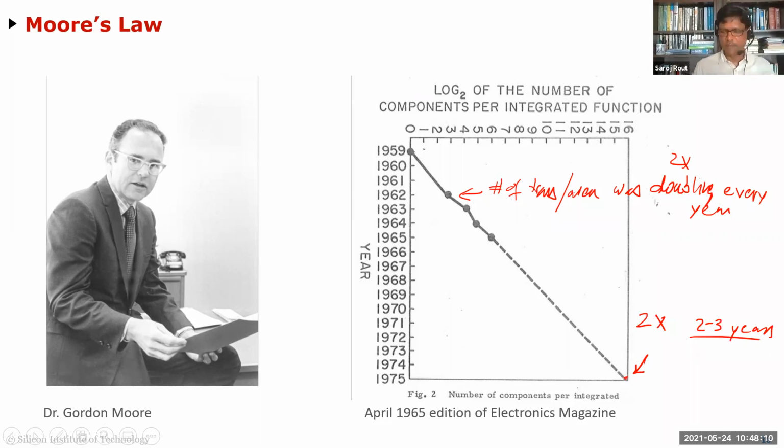So every year people make thousands of predictions. Obviously, the number of IoT devices will be this, that, and all that. This is one prediction which has actually been true till now, which is amazing. And obviously Gordon Moore himself was a genius.